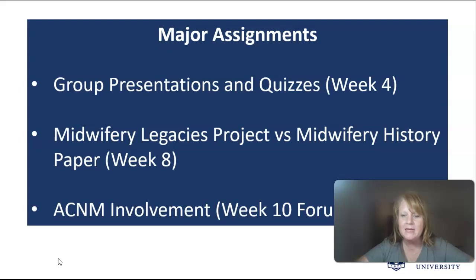And then week 10, there's another optional thing. There's a forum that week, which you can normally participate in, like our other forums. If you want to opt out of doing that forum, your other option would be some sort of ACNM involvement. Usually that's contacting your state affiliate and seeing maybe when their meetings are. A lot of them are via Zoom, so you can either go in person or go via Zoom and write up a little paper about what took place. There's certain criteria in week 10. You can certainly read about that and how that meeting went. So you have a couple options throughout the course as to your choices of things you want to do.